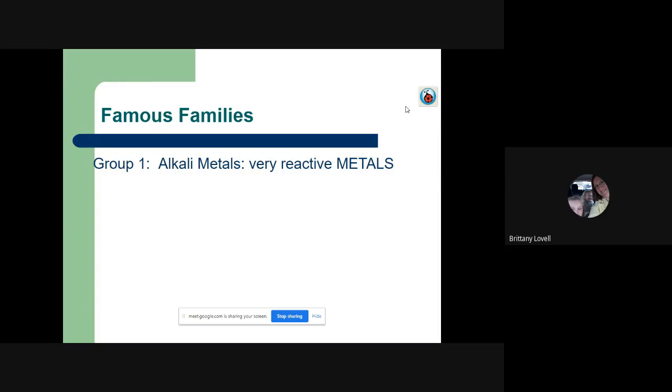There's going to be, I think, 1, 2, 3, 4, 5 of these. So there's 5 of these famous families that we're going to talk about. And remember, families are columns. They're the vertical columns. Group 1, those are the alkali metals. They're very reactive metals.